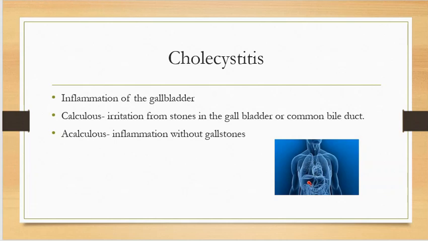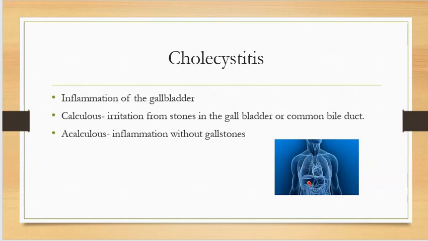You don't really need to know that for the exam, but I think it's important that you understand the different types. We also have choledocholithiasis, which is stones in the common bile duct. That's the term for stones in the common bile duct. And just so you know the terminology, if you're looking at your patient, you can understand what that means when you're looking at the H&P of your patients.